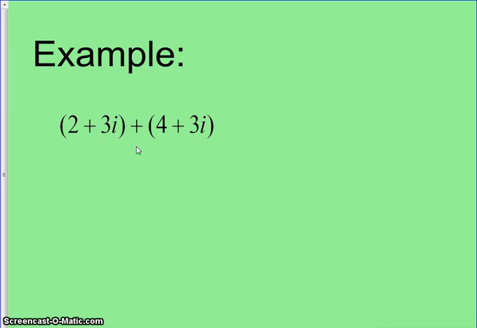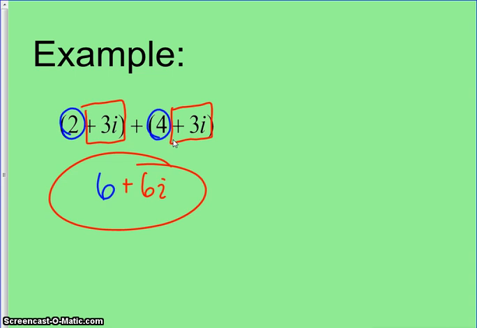Alright, so let's take a look at this first example. When I combine like terms, I like to circle and box things in different colors so I can organize my thoughts and see what is added to each other. So I've circled this, this is the real part, and this is the real part. I'm going to circle both of those in blue. Now 3i and this 3i are both imaginary. And I look at the sign in between the two complex numbers, and I'm going to add them. So 2 plus 4 is 6, and positive 3i plus positive 3i is 6i. So adding those two complex numbers has resulted in 6 plus 6i.